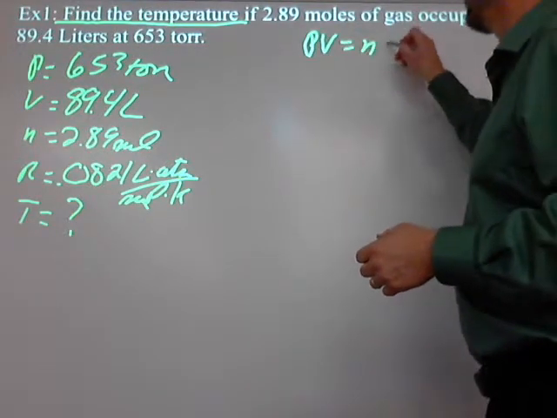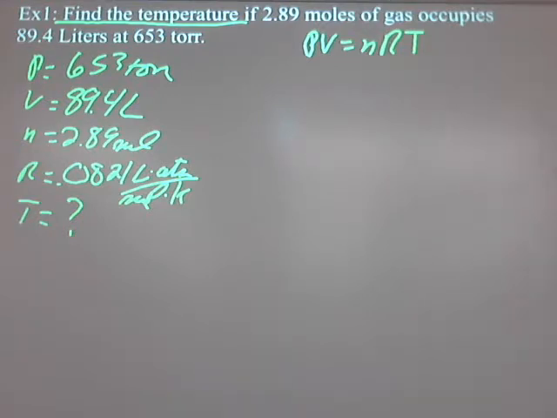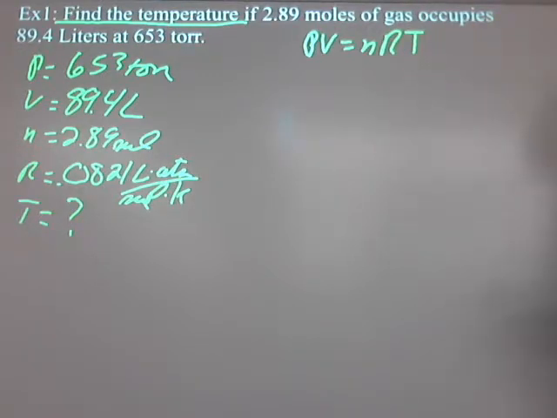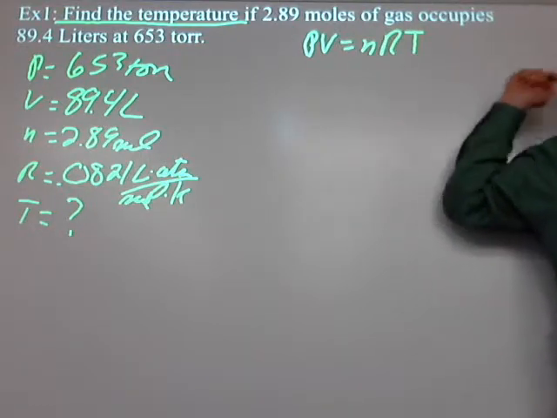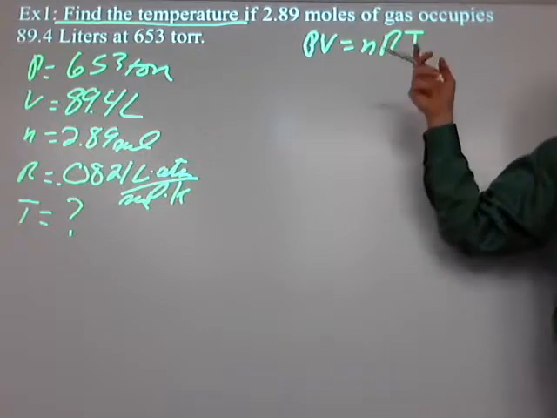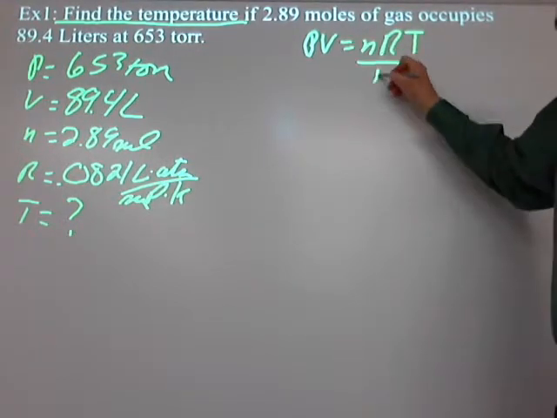PV equals nRT. Despite the fact that we've thrown moles into this mix, this equation is a lot easier to deal with than P2V2 over T2 equals P1V1 over T1 for three reasons. It has fewer variables. I don't have to worry about which one's the first one versus which one's the second one. And finally, the best reason of all, they're all on the same line. So it makes algebra real easy. What do I have to do to solve for T here? Divide by nR.